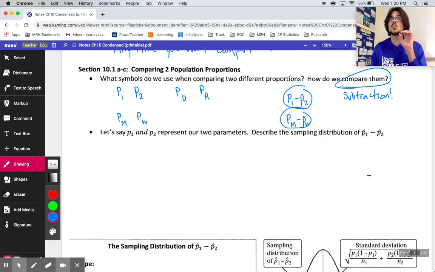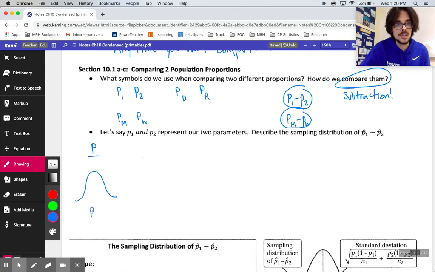Remember, when I have just one p, I use p hat, which is approximately normal, and I use p hat to get the job done when I'm looking at what can happen in different samples. So if I have just a p, I would want to use p hats. Well, now I don't just have p, I have two separate p's in my problem. I can call them p1 and p2.